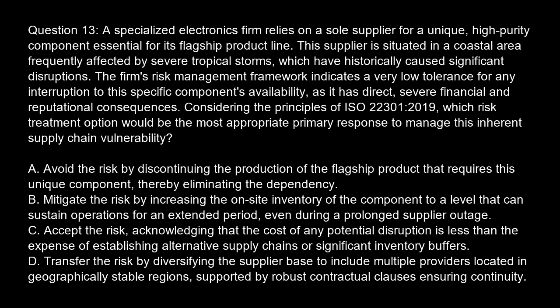Considering the principles of ISO 22301:2019, which risk treatment option would be the most appropriate primary response to manage this inherent supply chain vulnerability? Option A. Avoid the risk by discontinuing the production of the flagship product that requires this unique component, thereby eliminating the dependency. Option B. Mitigate the risk by increasing the on-site inventory of the component to a level that can sustain operations for an extended period, even during a prolonged supplier outage.